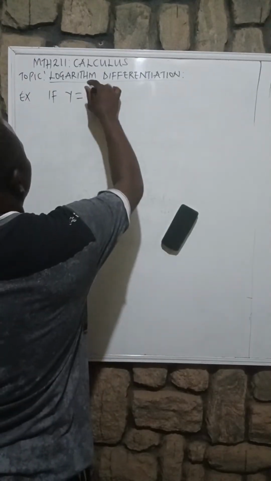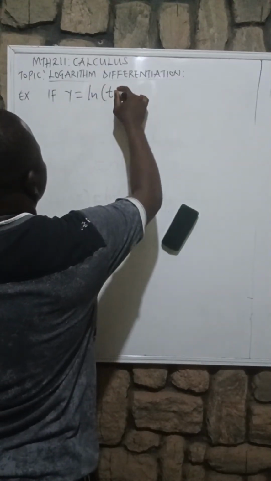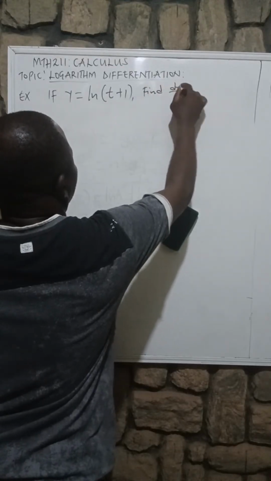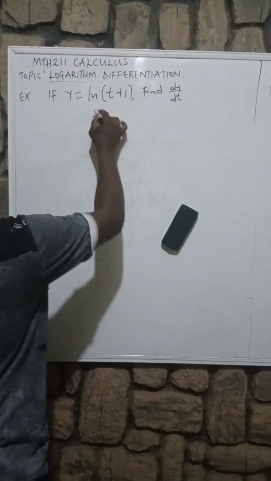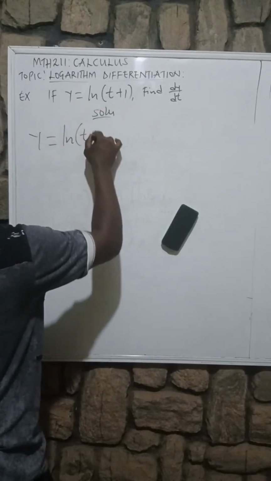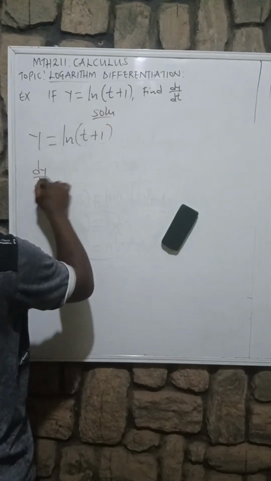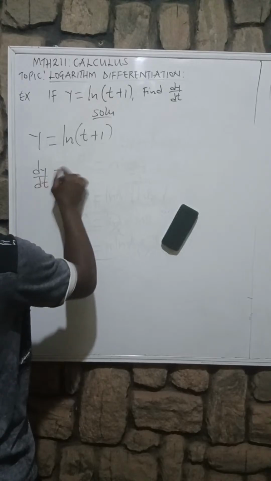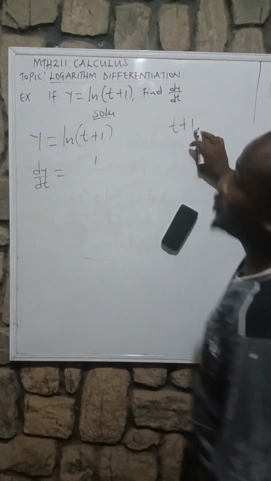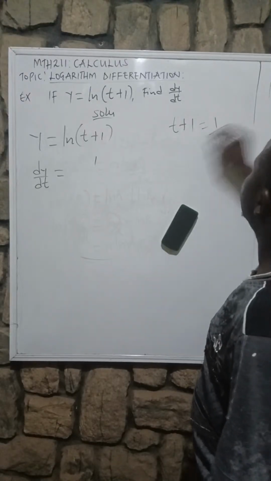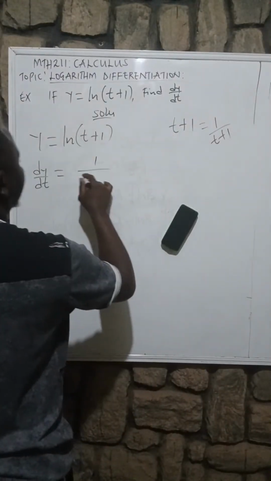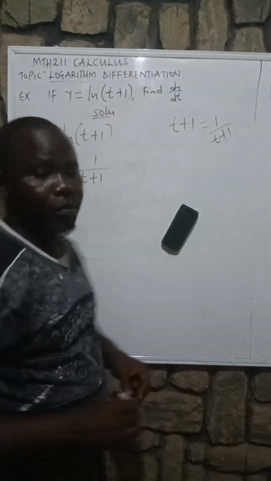If y equals ln(t + 1) and you are asked to find dy/dt, it's simple as ABC, right? Our y is equals to ln(t + 1). So our dy/dt is going to be what? 1, because if you differentiate t + 1, you are supposed to have 1. So use it to divide this, which is t + 1. So 1 all over t + 1.